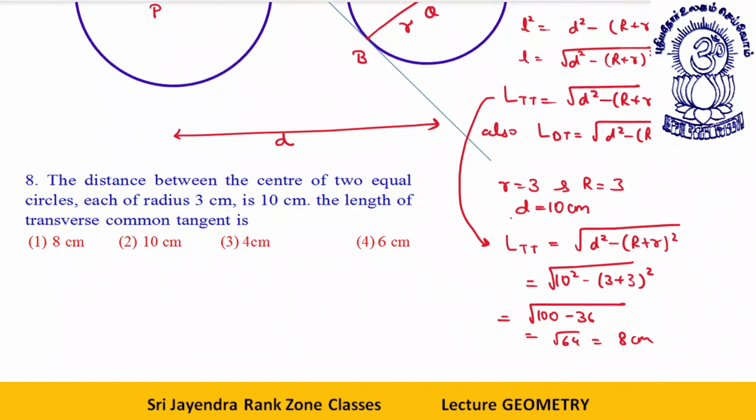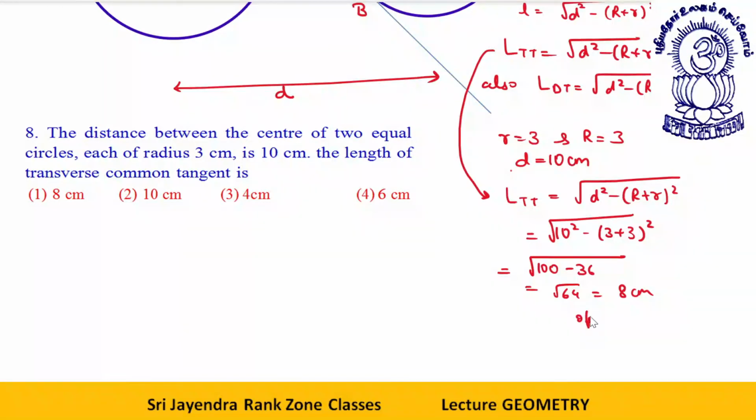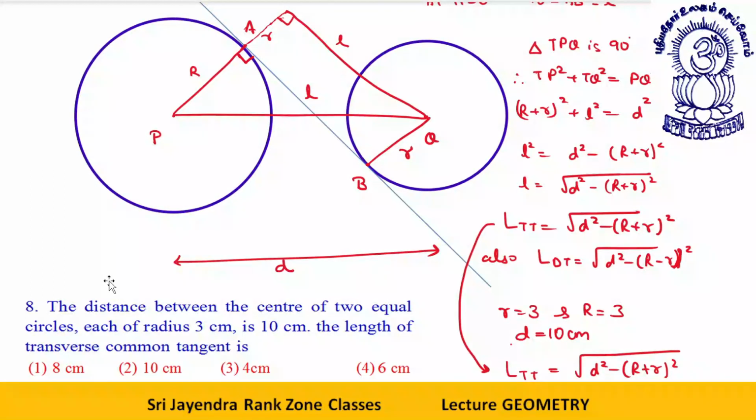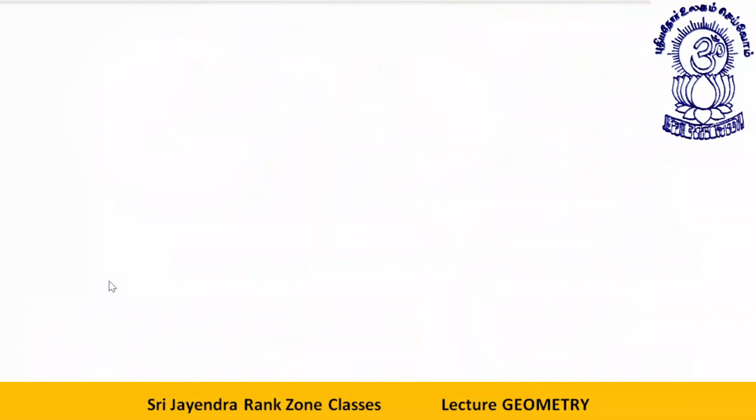That is, you can say option 1 is the answer. Okay, dear students, is it clear? You can have a look at the theorem as well and the question as well. Okay, before I further proceed, you can go through the theorem. Now let's move towards the next one.